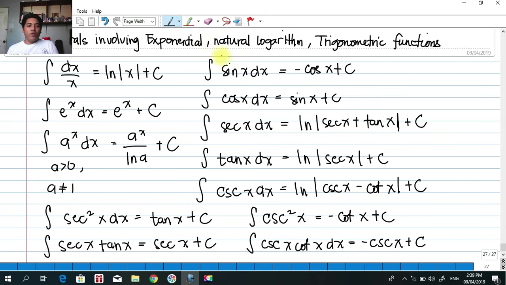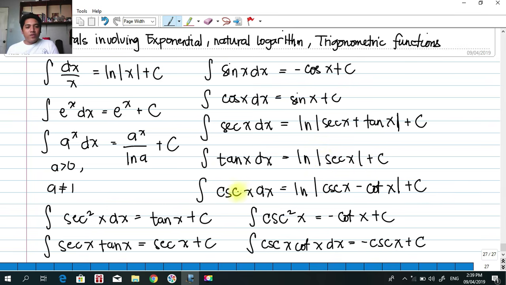Okay, so for our trigonometric functions, we have the integral of sine x dx is equal to negative cosine x plus c. The integral of cosine x is simply sine x plus c. The integral of secant x dx is equal to the natural logarithm of the absolute value of secant x plus tangent x plus c. And the integral of tangent x dx is simply equal to the natural logarithm of the absolute value of secant x plus c.